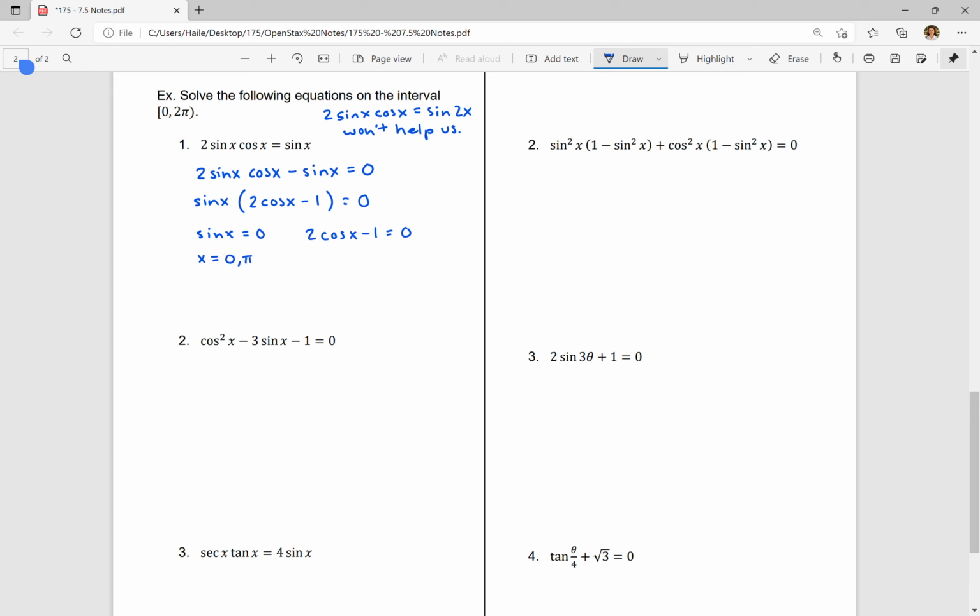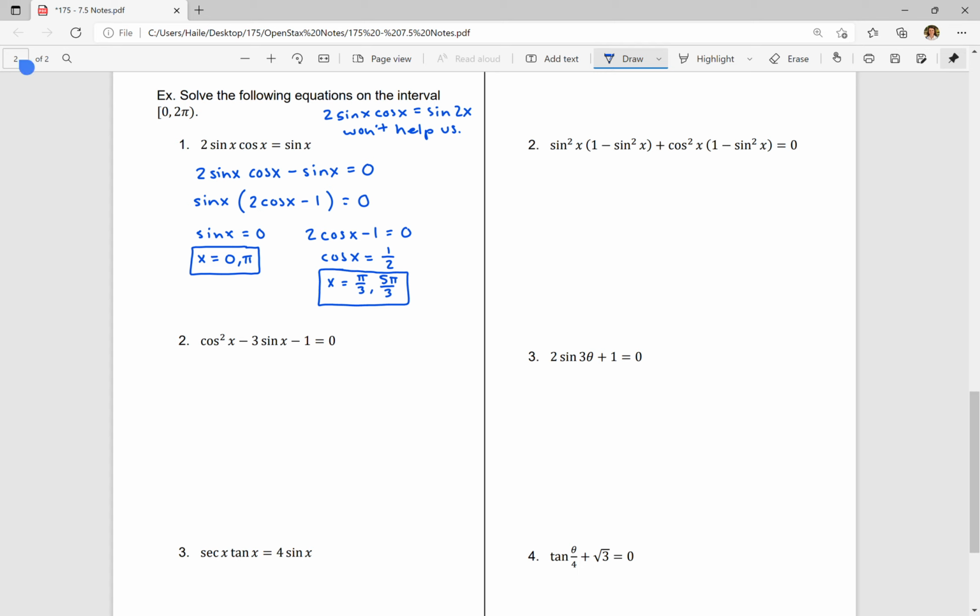And then my second factor, I still need to do a little bit more solving. So cosine of x is equal to 1/2. So x is equal to pi over 3 and 5 pi over 3. Okay? And so these are my two sets of solutions. So I have 4 solutions to this equation.